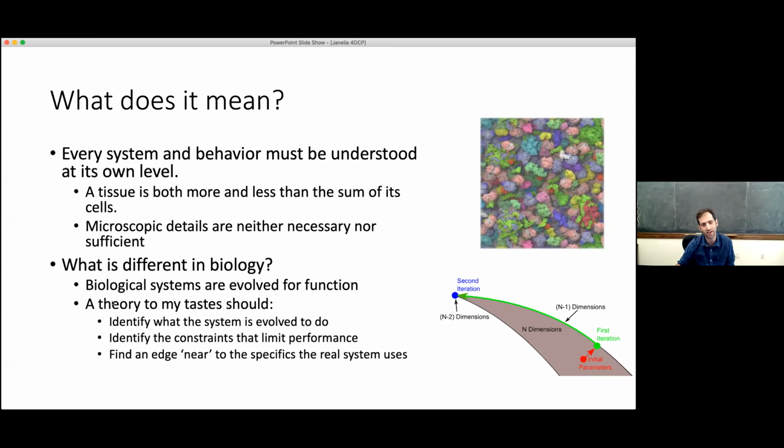I don't want to say what all theory should be, but a theory to my tastes should really identify what the function is that a system is evolved to do, and also identify the constraints that limit its performance. So, what are the trade-offs that the system needs to face? And then a good model should be near to the specifics of the real system, in the sense that it faces similar constraints and has a similar function.